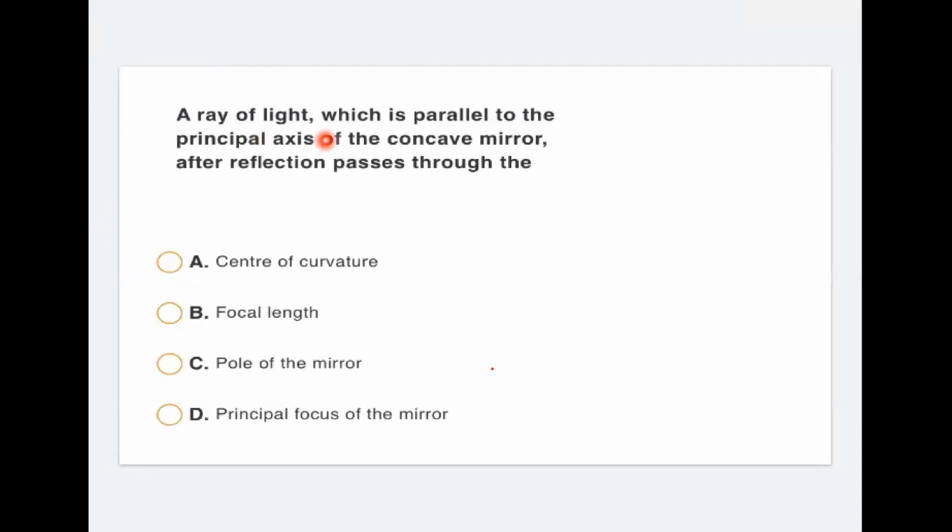A ray of light which is parallel to the principal axis of a concave mirror after reflection will pass through. Definitely rule number 2. Okay, it is always going to pass through the principal focus of the mirror. Option D is going to be the correct option. The rules are applicable to both the mirrors.